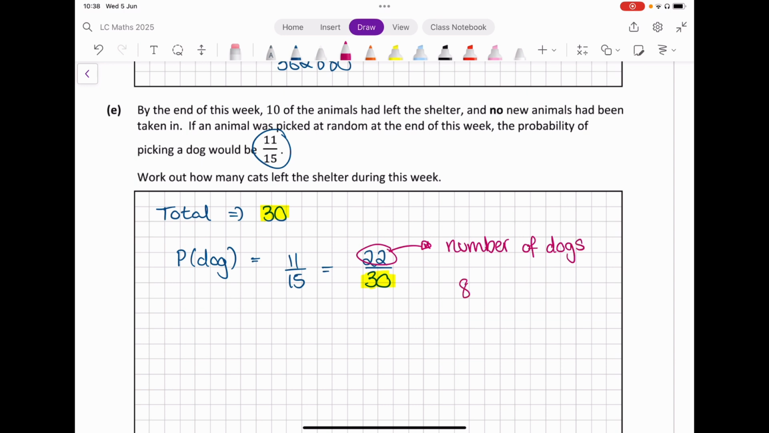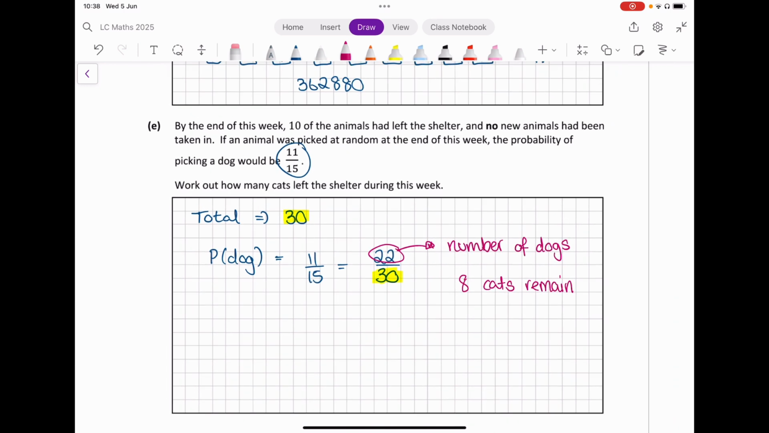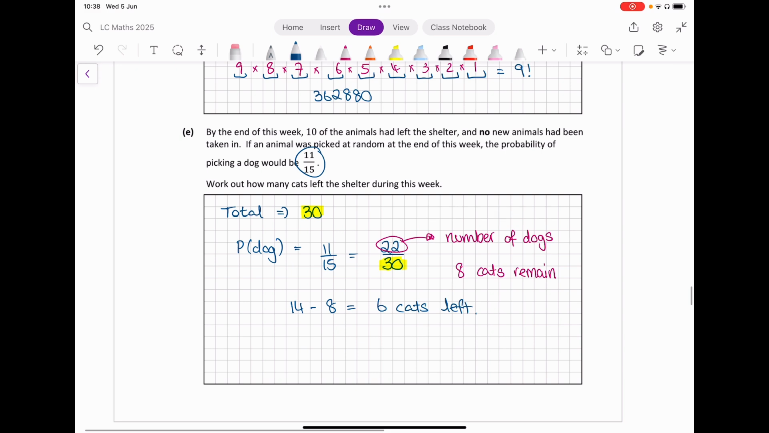So that means that 8 cats remain this week, so that we have 8 cats, and then originally we had 14 cats. So if I have 14 cats minus 8, that means that 6 cats left. So 6 cats left.